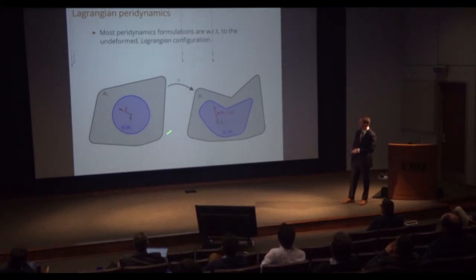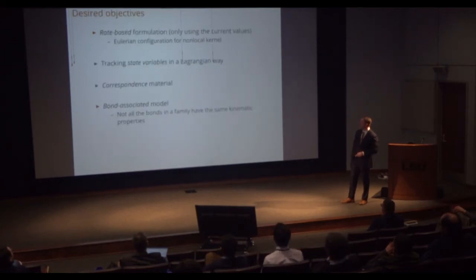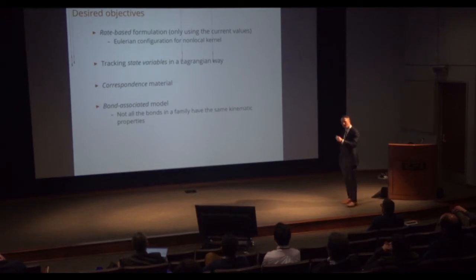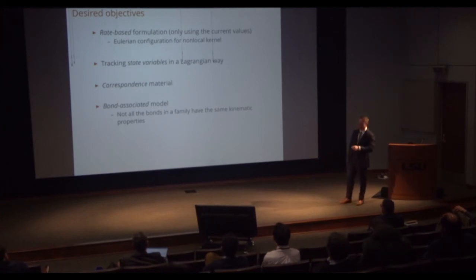Again, most peridynamic formulations use a Lagrangian formulation. That is, the bonds are formulated in the reference configuration, and all the kinematics are done with respect to the reference configuration. Because of the issue with inverting the strain tensor and other things, what we use is only the current configuration for the kinematics. But we want to track state variables in a Lagrangian way. If we have plastic strain or anything associated with a material point, we want to track that in a Lagrangian way. We just want the kinematics to be done in an ordinary way.